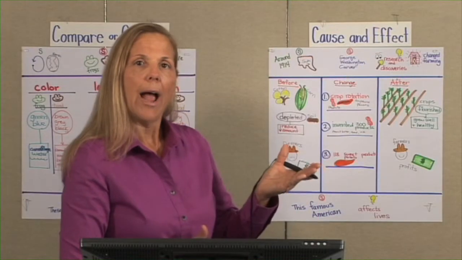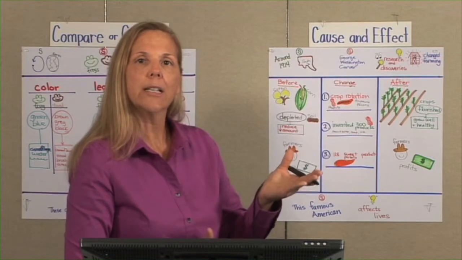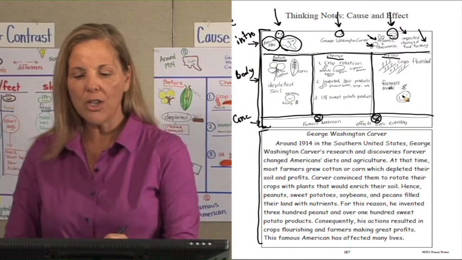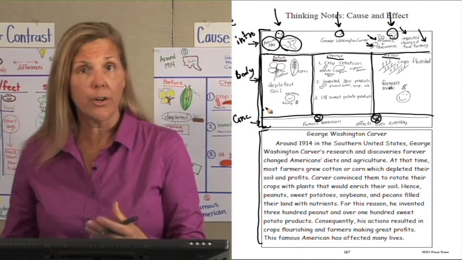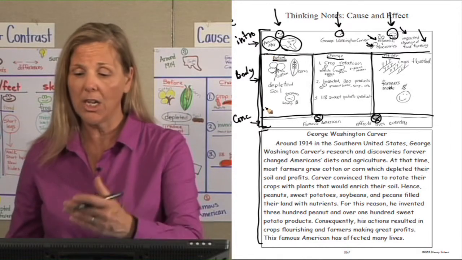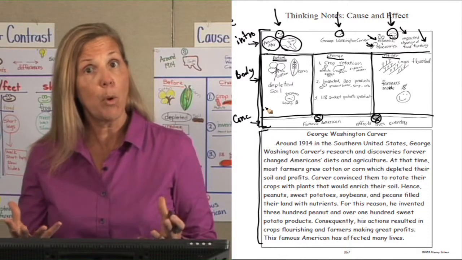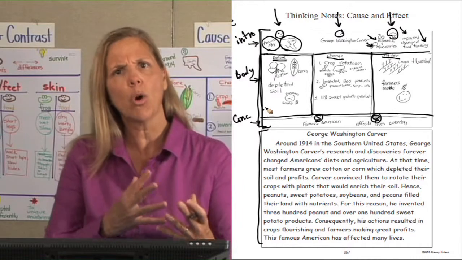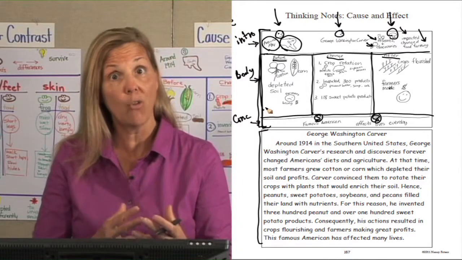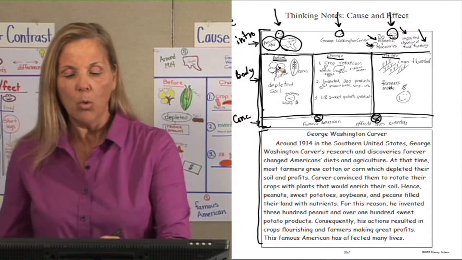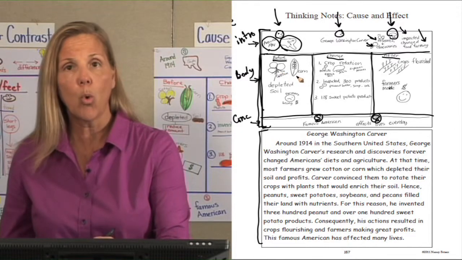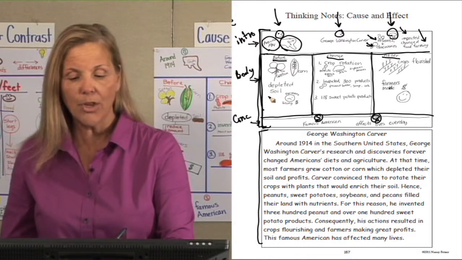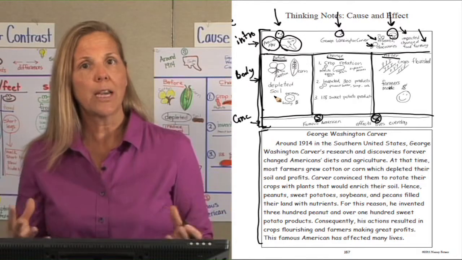So how do we fill it in? Let's go back to our hand sign. Which box are we going to fill in first? The before. So before the change, we want our readers, when we tell them about this change, how he caused so much change for farmers, we want to go back and say, well, what was it like before this change? What was happening before? At that point, we're going to draw some cotton, some corn, and show how cotton and corn had depleted the soil in those areas.